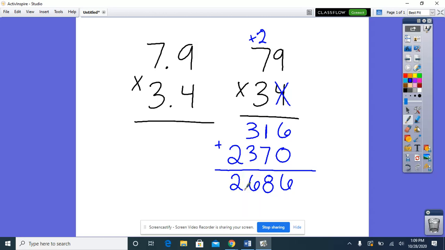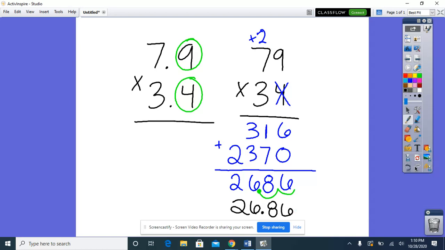So 2,686 is not my answer yet. First, I have to go over here. I've got 1 digit after the decimal here and 1 digit after the decimal on the other one. So I'm going to start at the very end and move it once, twice. So I'm moving it in the number of circles that I have. So my decimal will end up being here, and I will rewrite this number below so you can see. It'll be 26 and 86 hundredths. And that will be my answer.